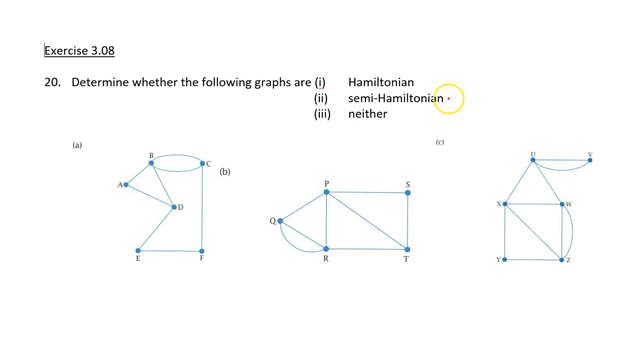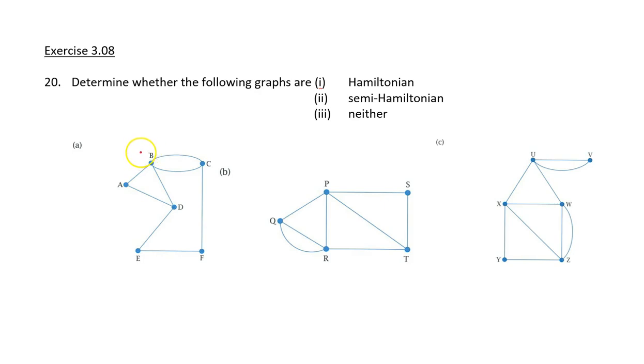As for semi-Hamiltonian, it is a diagram where you start and finish at different vertices, and you go through all of the vertices once. To determine Hamiltonian, you have to do it by trial and error. It is different from Eulerian, where you can easily determine it by finding out the order or the degree of each of the vertices. So let's look at a diagram.